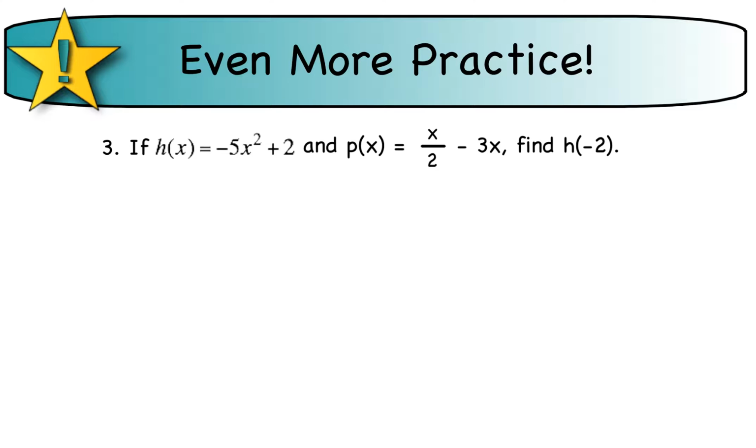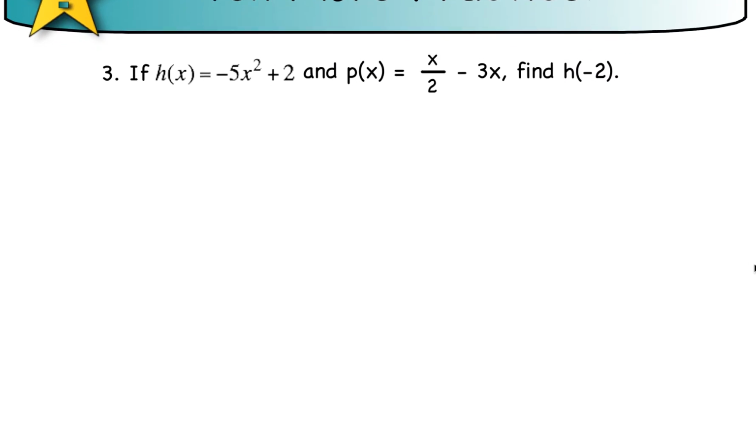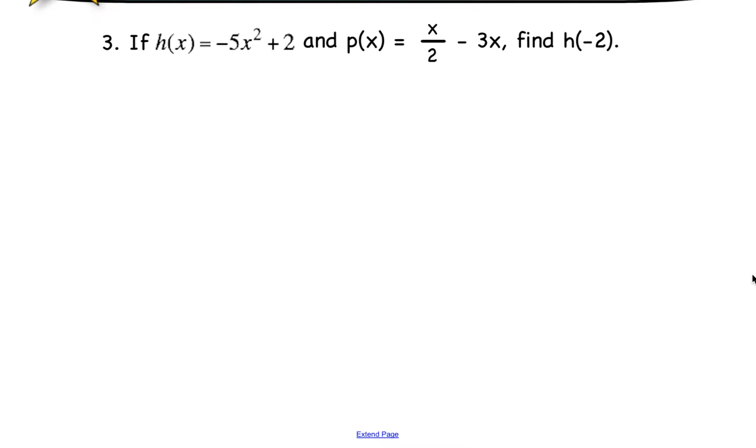So here's a problem, and it says if h of x is equal to 5x squared plus 2 and p of x is equal to x over 2 minus 3x, find h of negative 2. Well, in this example, we're looking at function h, so we're not even going to look at function p. It has nothing to do with the problem. We're going to look at the function h. And instead of x right here, it says find h of negative 2. So everywhere that we find the letter x, we're going to plug in the value negative 2.